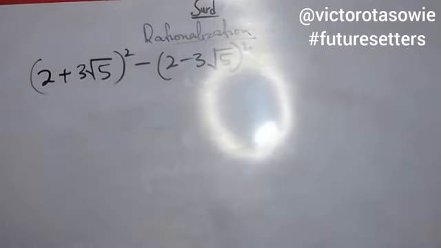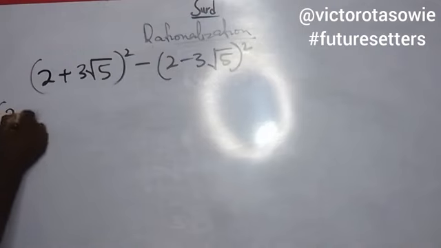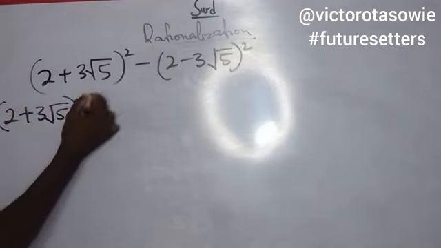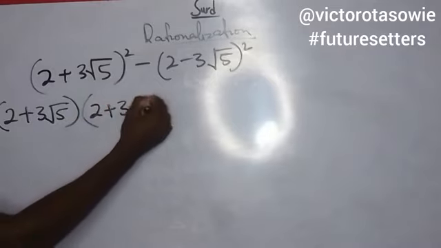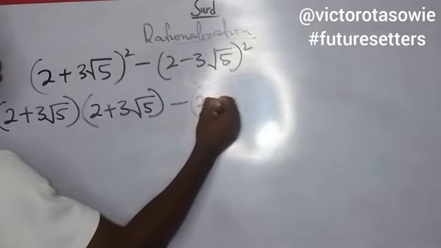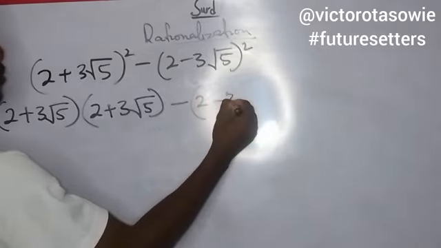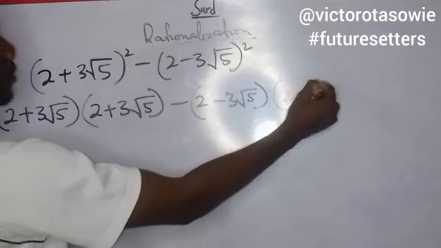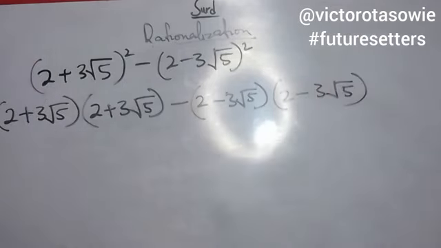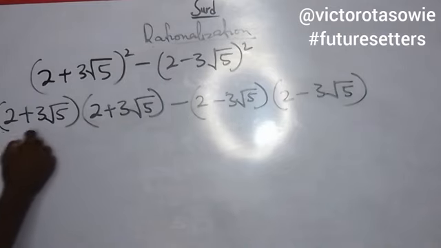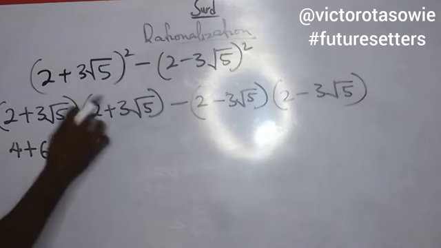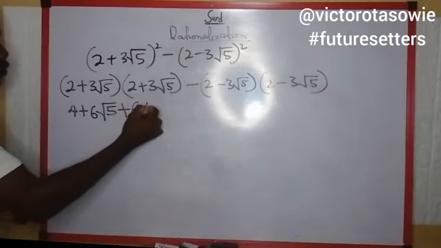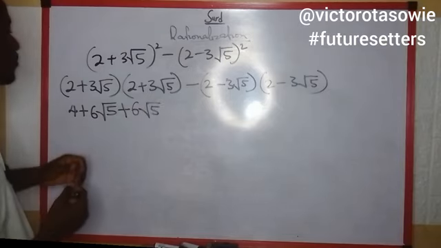So to simplify this question, it's not difficult. All you just have to do is write it again. 2 plus 3 root 5. You know, square means multiply by itself. 2 plus 3 root 5 into 2 plus 3 root 5, minus 2 minus 3 root 5 into 2 minus 3 root 5. Now we're going to open the bracket. 2 times 2, 4. 2 times 3, 6. But what's here? Root 5. Now the next part, 2 times 3, 6. What's here? Root 5.